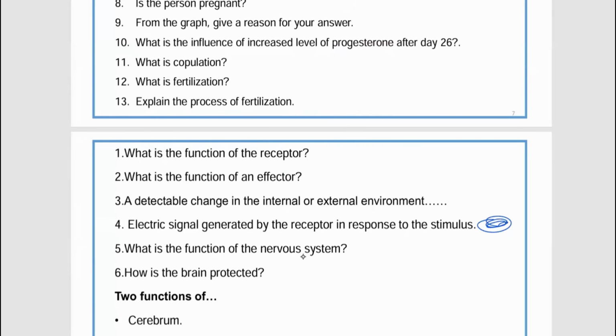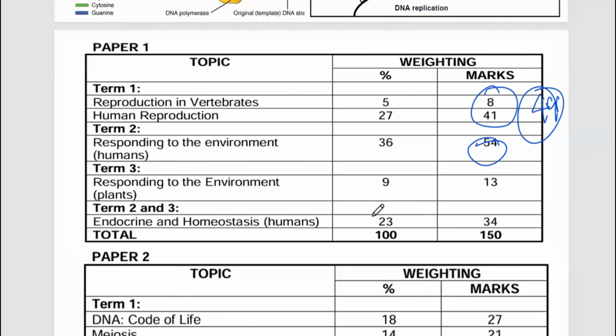What is the function of the nervous system? This one is basically to coordinate so that you're able to protect yourself, protect your body, to respond. Those are the functions of the nervous system. You are not harmed. So how is the brain protected? Meninges, cerebrospinal fluid, and the cranium. Not skull. Don't use the word skull.